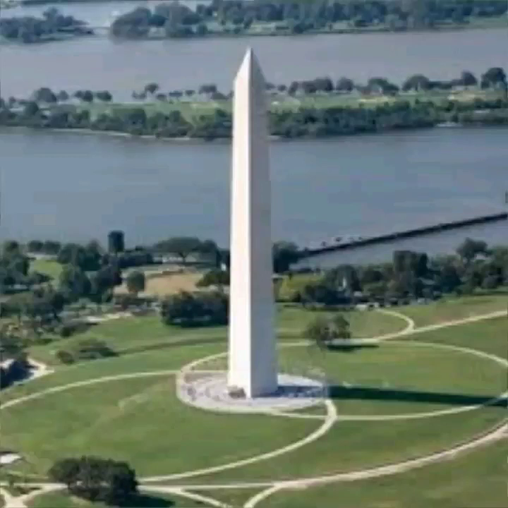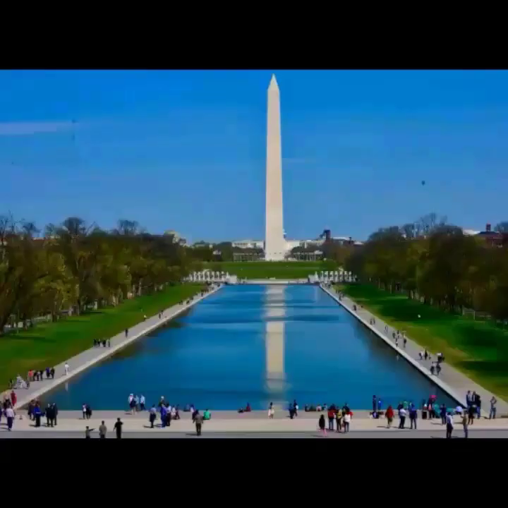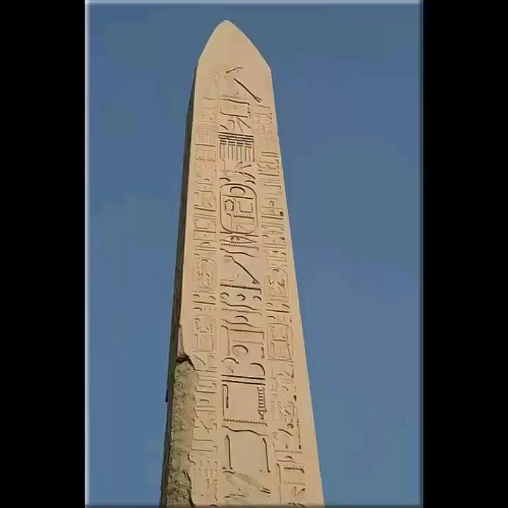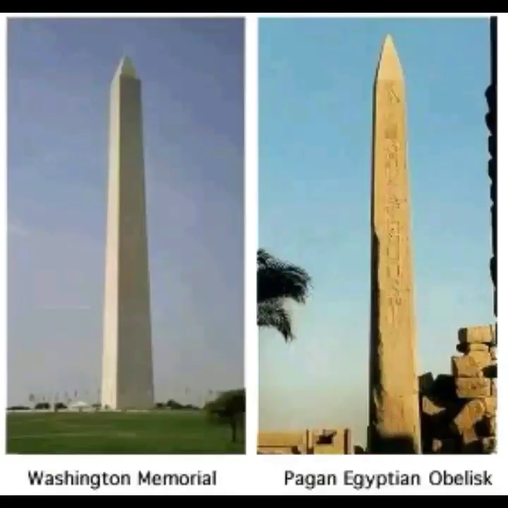And this is displayed over Washington, D.C. near the reflection pool. And the Washington Monument goes back to Egypt, and it's called an obelisk. And if you go back even further to Babylon, its origin, the word obelisk literally means Baal's shaft or Baal's reproductive organ. Baal is the same name of the god, but mostly known as Baal, and Baal's shaft is his reproductive organ, and that's what the obelisk or the Washington Monument represents.